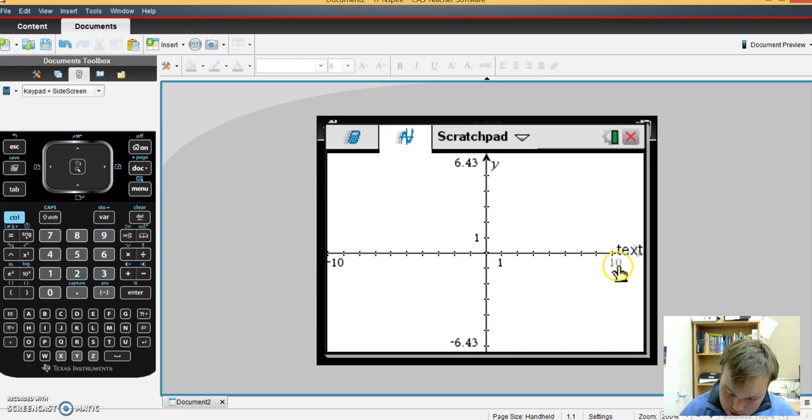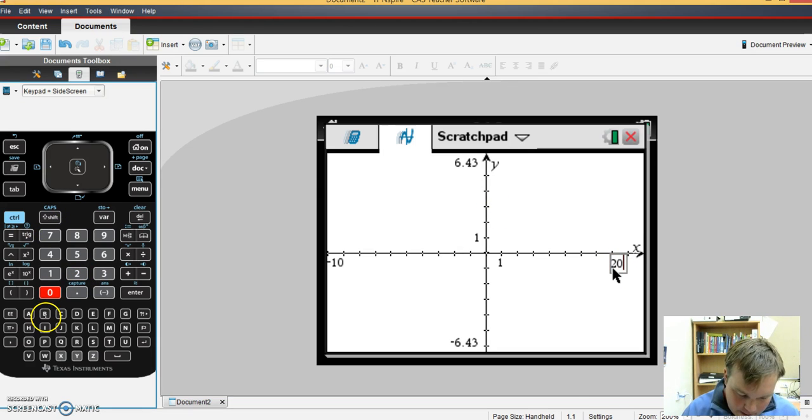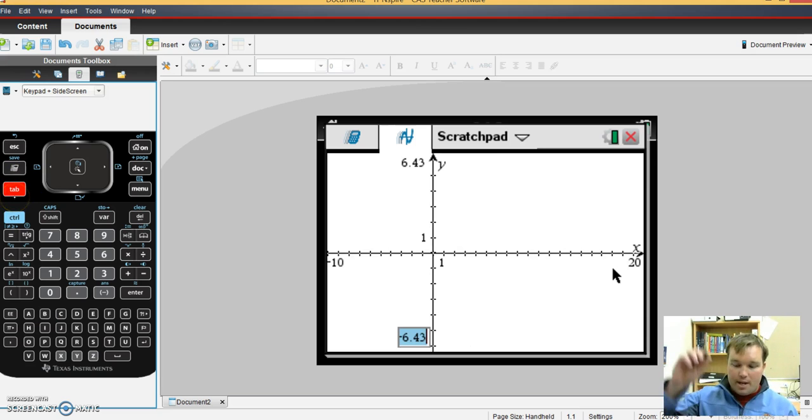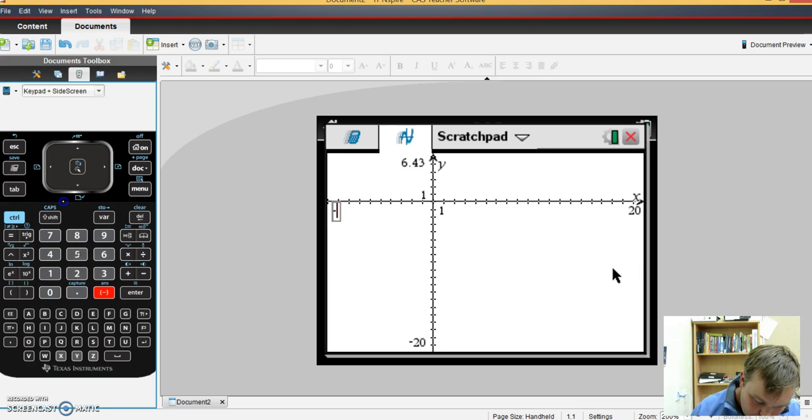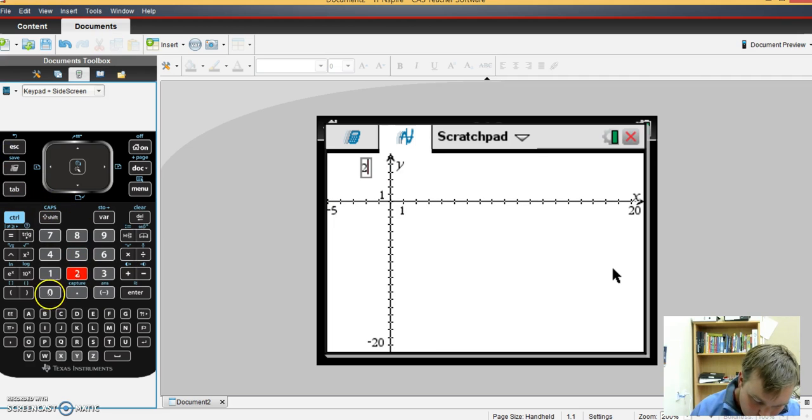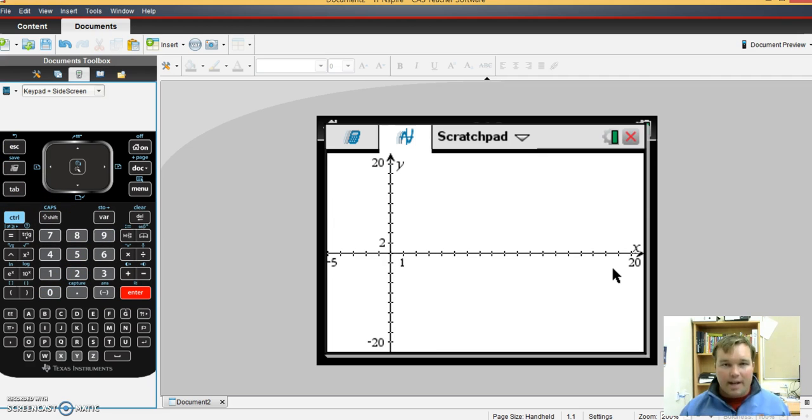If you want to change, you can use your cursor and double click. Say I want to go out to 20 there. Then I press tab, and it will keep going around the Cartesian plane, letting me choose numbers. I might want to go to minus 20 down here. Tab, I might only want to go minus 5 there. Tab, and 20 here. And that way I can set the portion of the Cartesian plane we're looking at.